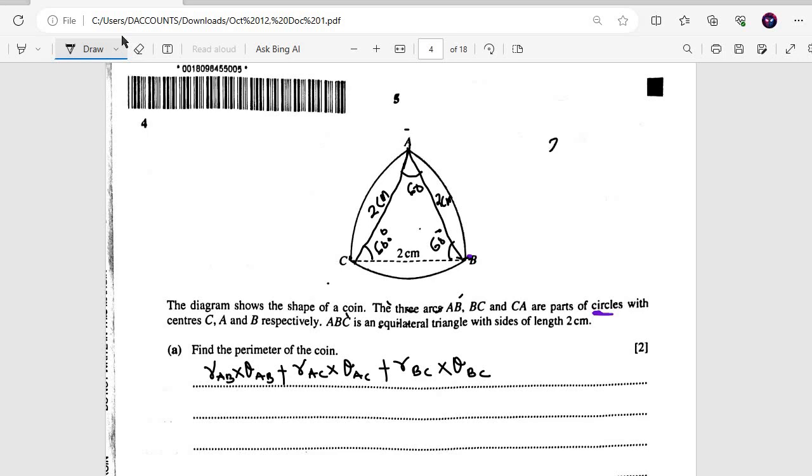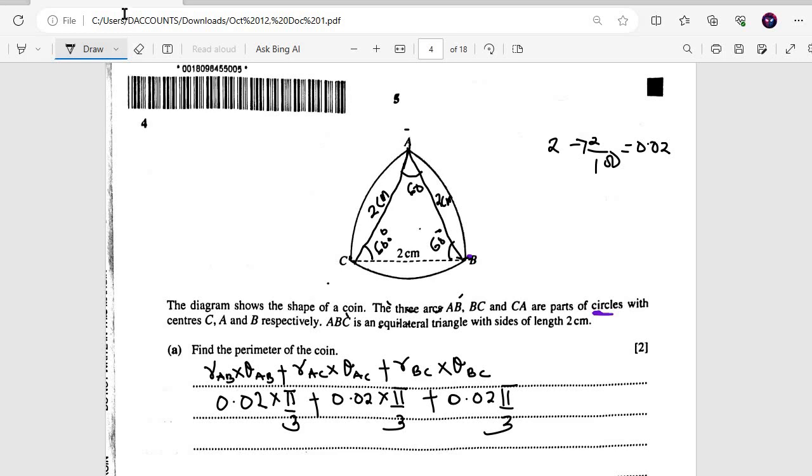Radius is in meter, so take 2 centimeters to meter, that's 0.02. So 0.02, that's the radius. The angle is 60 degrees, in radian it's pi/3. The same thing goes for each of the arcs. They have the same radius and the same angle, 60 degrees.